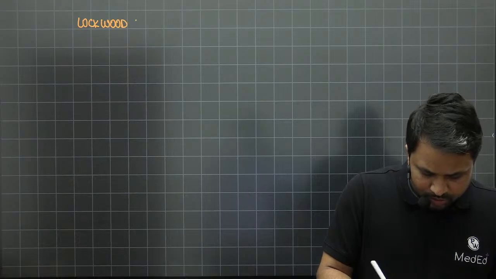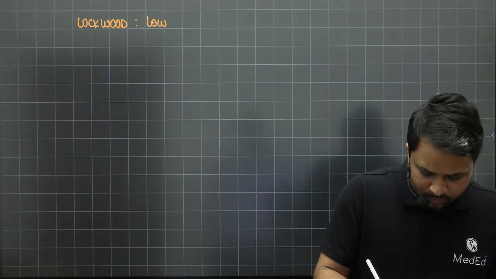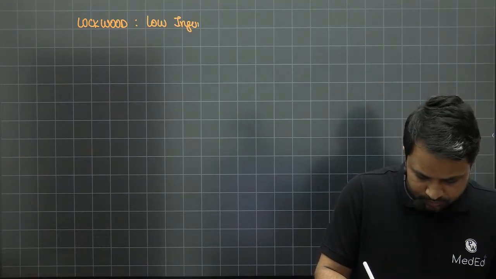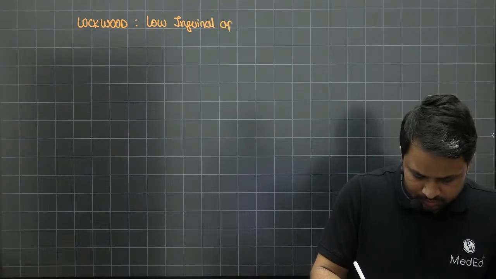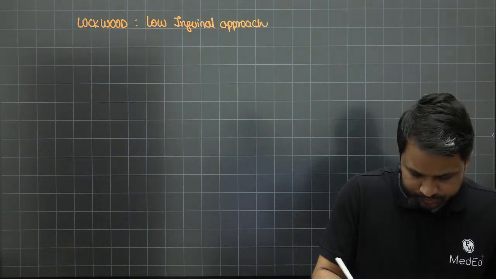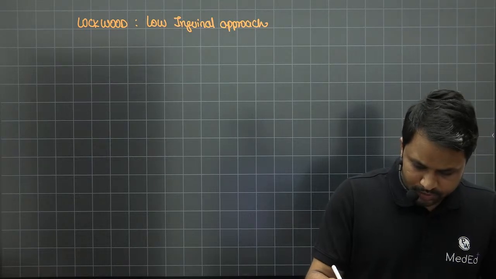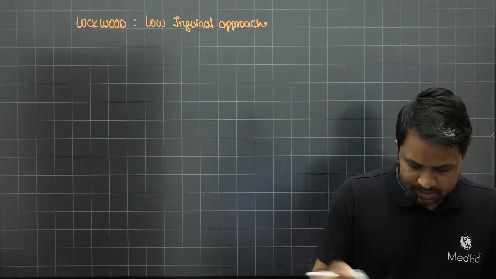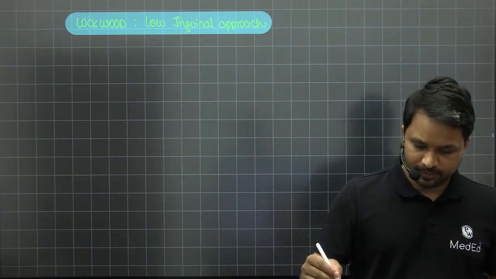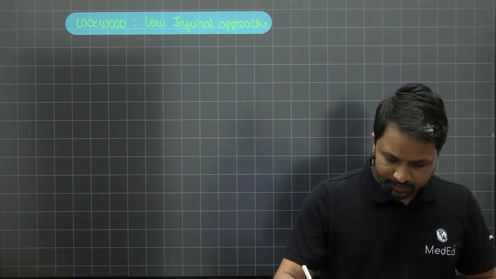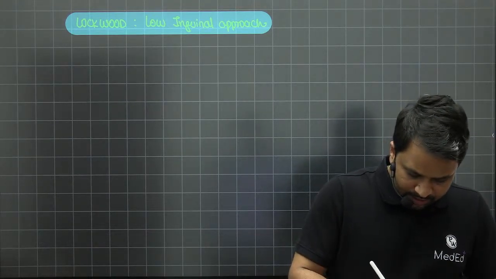So we said Lockwood's approach is actually a low inguinal approach. Now, what we're going to do in a Lockwood's approach, or a low inguinal approach, is try to gain the access, as we could see across. Gaining the access is quite simple. Let's say this is the region that we're talking about.